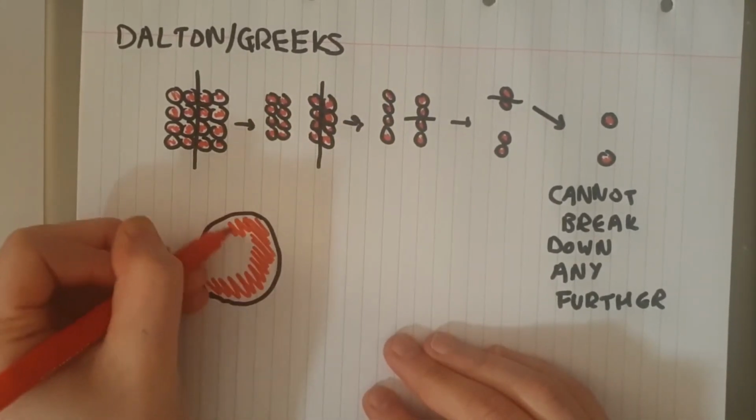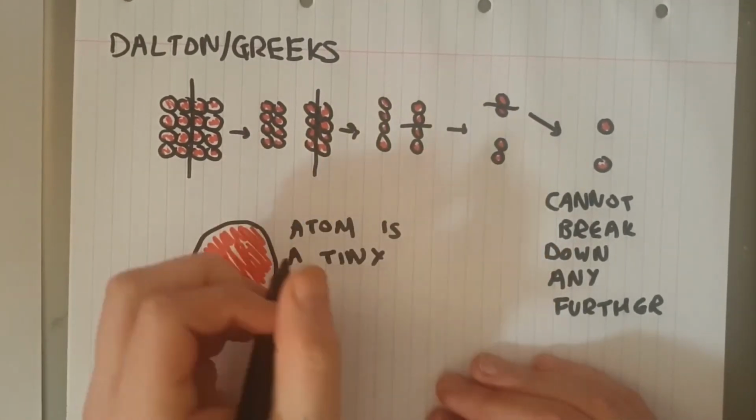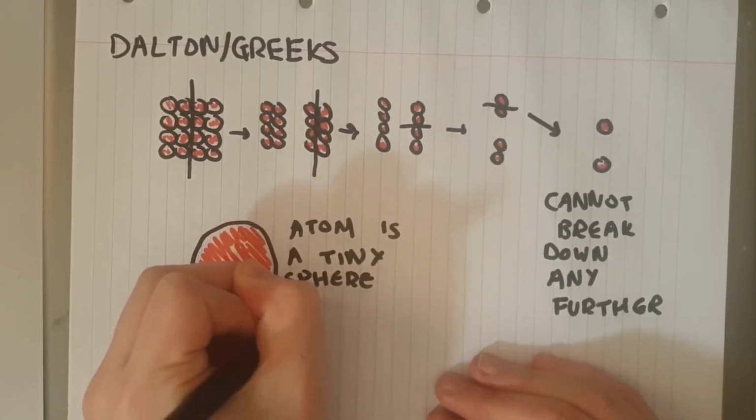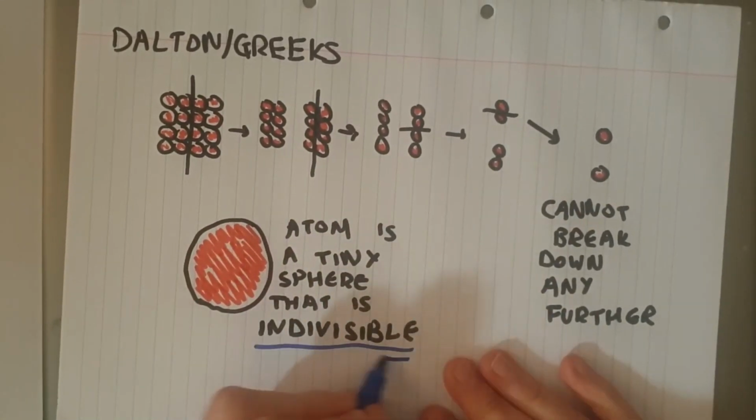Then later on in the early 19th century, John Dalton developed his atomic model from these ideas, and stated that the atom was a tiny sphere that is indivisible. That means it can't be broken down anymore.